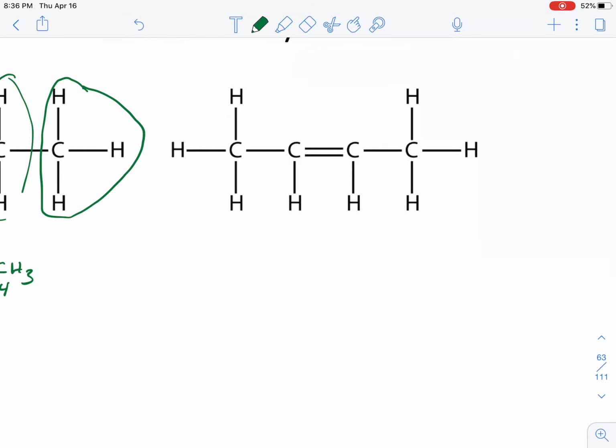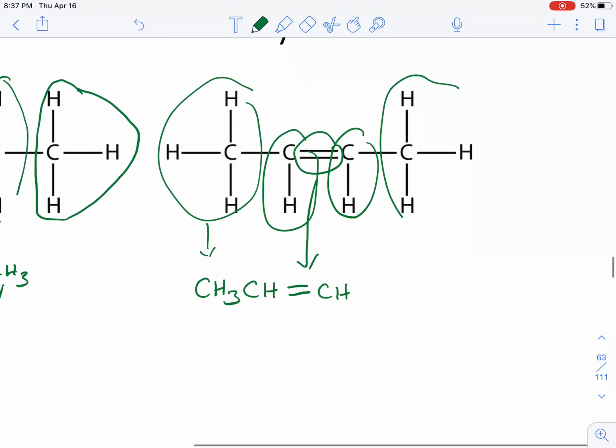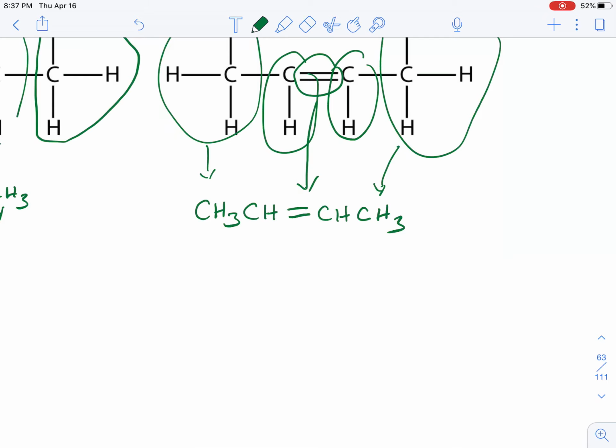And so for this example, we're going to go ahead and bring this down. CH3, CH, and then the double bond needs to be represented. Then here I have another CH. Then here I have a CH3. Okay, and I'm done.